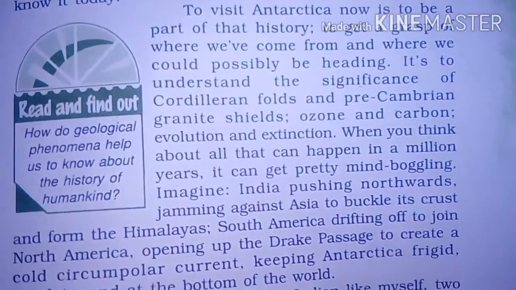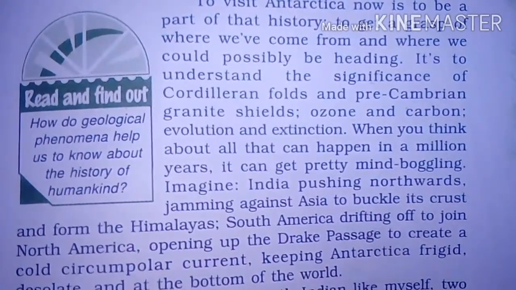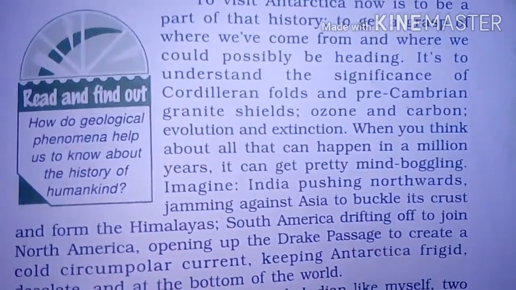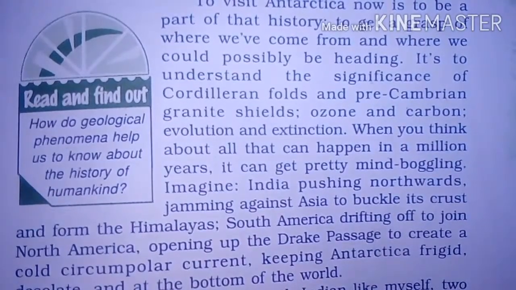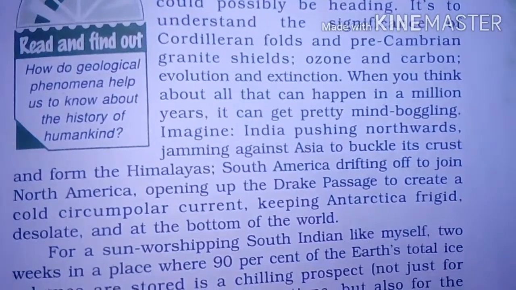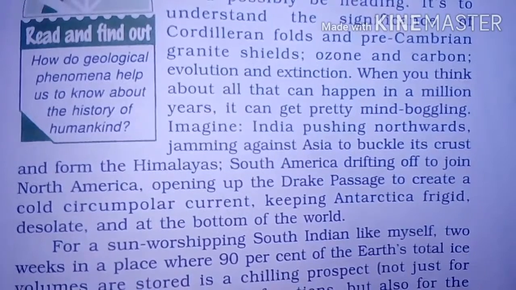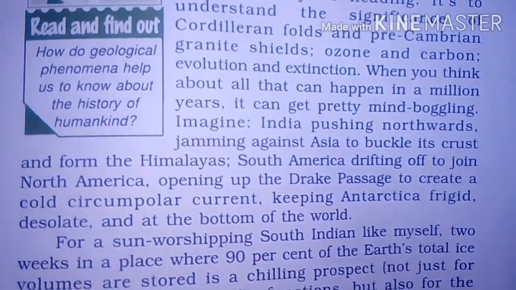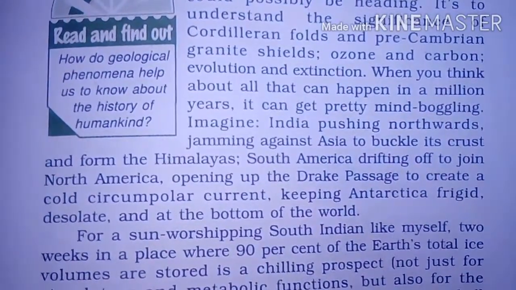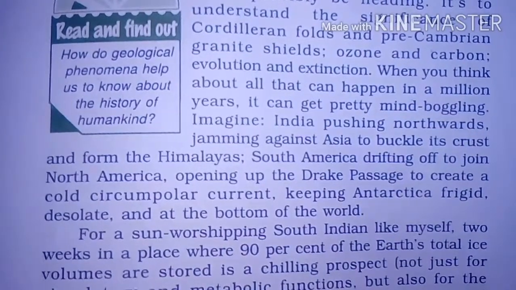Ozone and carbon, evolution and extinction. All the different opportunities are provided there as we reach there. It also gives us an opportunity to study ozone, carbon, evolution and extinction, everything. All the possibilities of study are there. When you think about all that can happen in a million years, it can get pretty mind-boggling, how things took a different turn and a different shape. You go there, you understand this, and it's quite mind boggling, quite surprising, quite stunning.